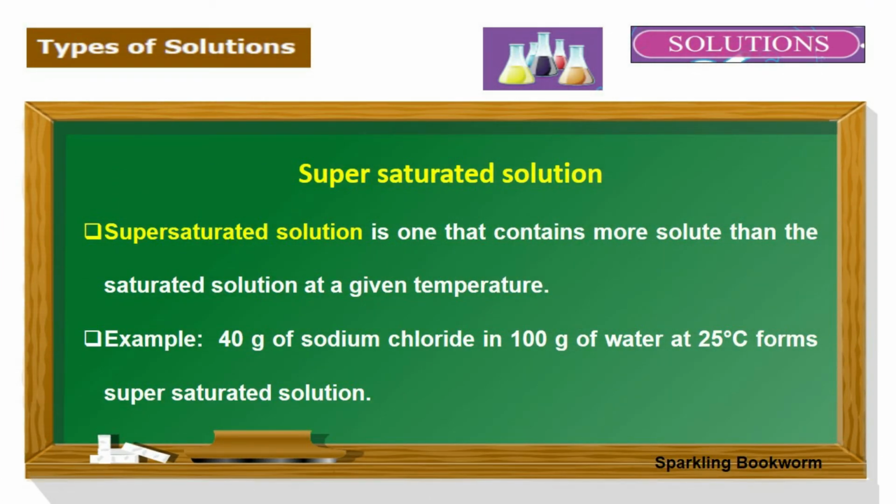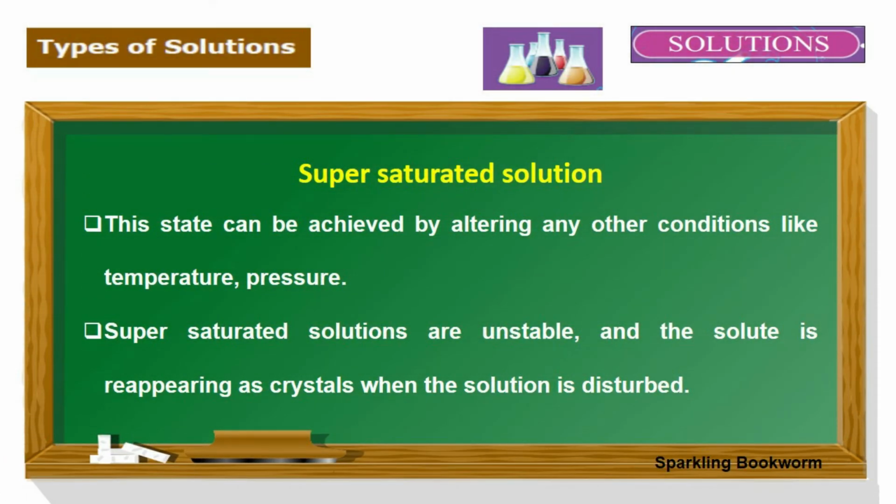Supersaturated solution. Supersaturated solution is one that contains more solute than the saturated solution at a given temperature. Example, 40 gram of sodium chloride in 100 gram of water at 25 degrees Celsius forms supersaturated solution. This state can be achieved by altering other conditions like temperature, pressure. Supersaturated solutions are unstable and the solute reappears as crystals when the solution is disturbed.